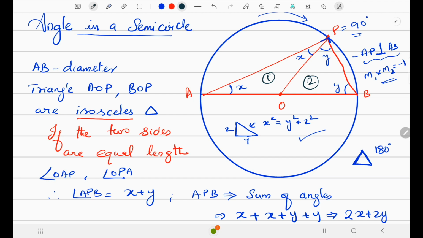Both the triangles are isosceles triangles. What is an isosceles triangle? In a triangle, if two sides are equal, then you can say the triangle is isosceles. In triangle 1, what are the two sides? OA and OP are the same length, because O is the center point and OP is the radius, and similarly OA is also the radius. So triangle 1 is isosceles. Similarly, triangle 2 is also isosceles.